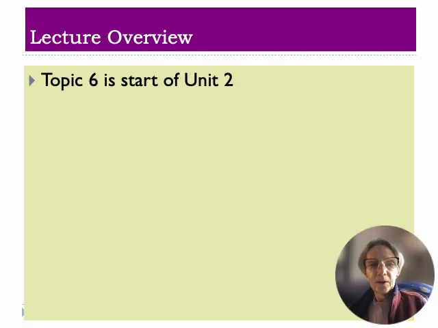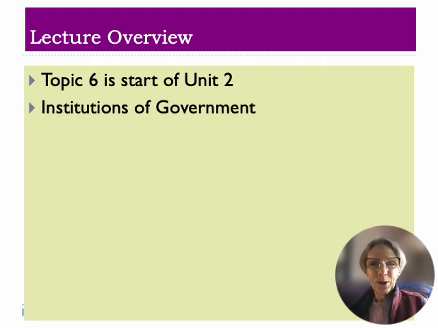Okay, so Topic 6 is the start of Unit 2. If you remember from earlier in the semester, this class is broken up into 3 units. We just got done with the first unit, the unit on foundations. Now we're starting the next unit, the unit on the institutions of government, and we are starting with the United States Congress.